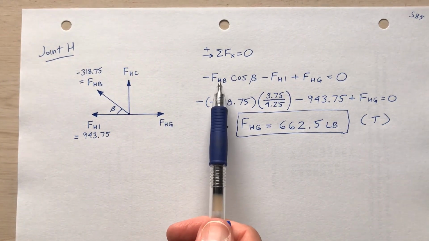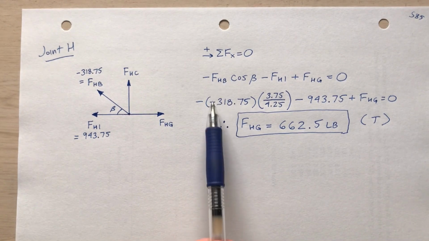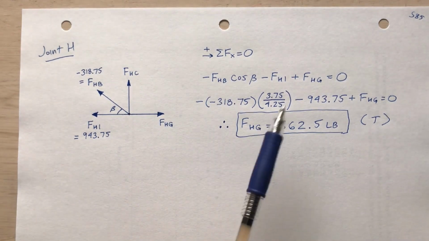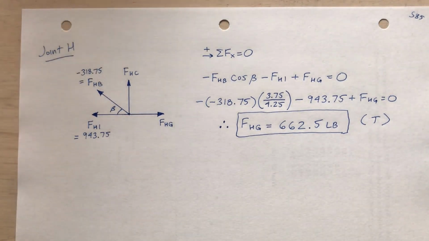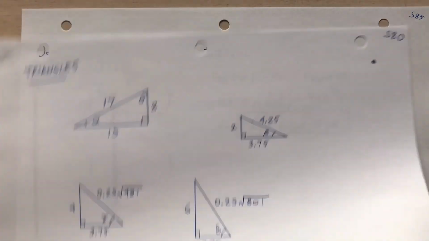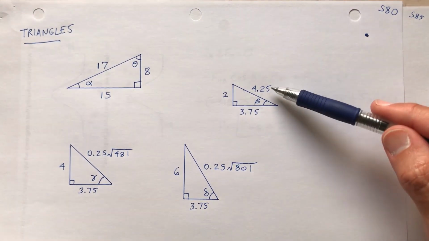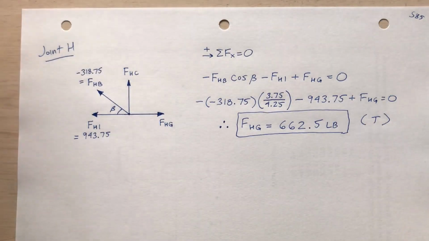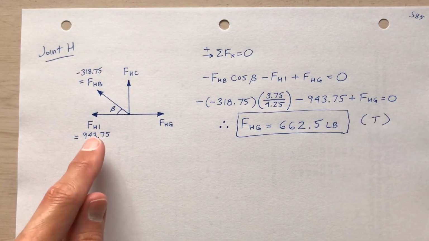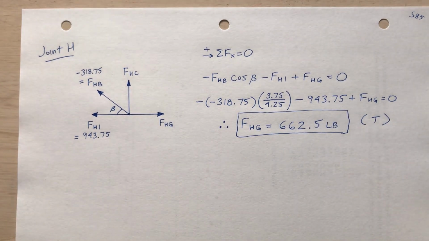F sub HB, that was determined to be in compression, so be careful of that double negative there. Cosine beta, where am I getting that? Remember this? Cosine beta, 3.75 over 4.25. Minus F sub HI, I determined that previously. I find that F sub HG is 662.5 pounds. So now take the sum of the forces in the y direction to find F sub HC.